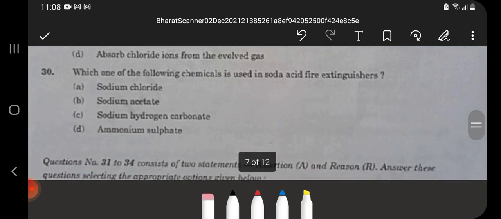30th question. Which one of the following chemicals is used in soda acid fire extinguishers? 30th answer is C. Sodium hydrogen carbonate.